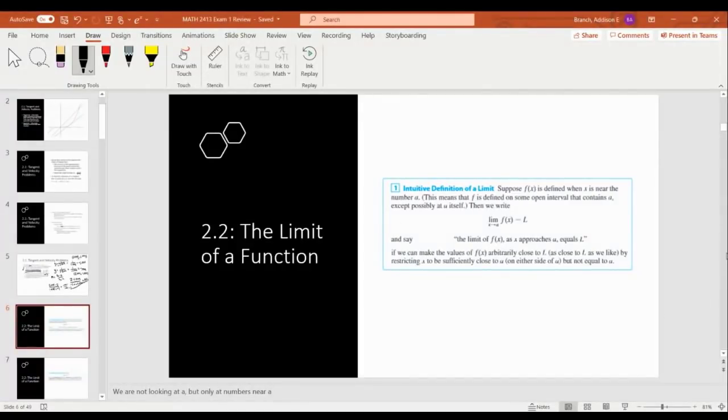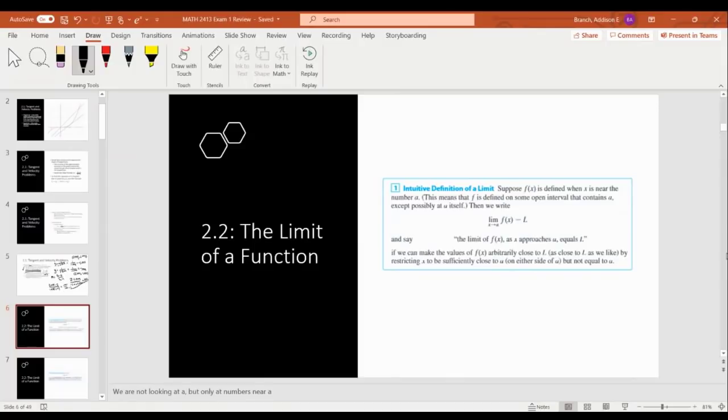All right, yeah, so suppose f of x is defined when x is near the number a. That means your function is defined on some open interval that contains a, but it may not have a. So you may have a small discontinuity at a. Then we can say the limit as x approaches a of f of x is equal to L.